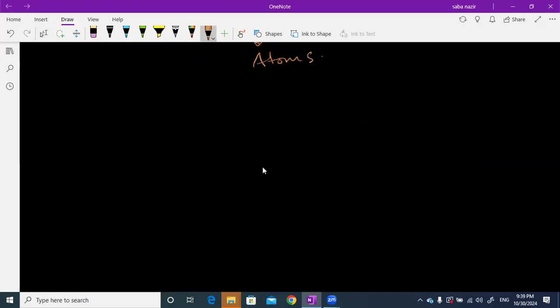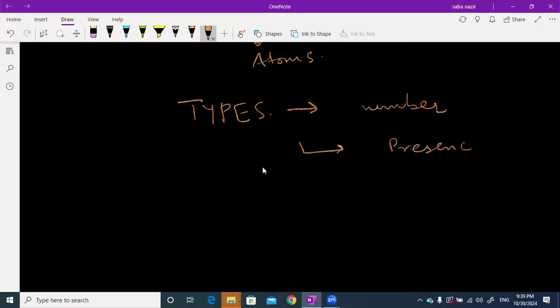For example, there are different types of cells. We can classify the cells on the basis of the number. We can classify them on the basis of presence or absence of a nucleus. Now, what is a nucleus? Nucleus is a subcellular structure. It is present inside the cell and it is responsible for controlling the cell activities.